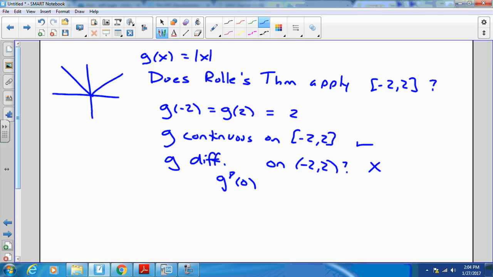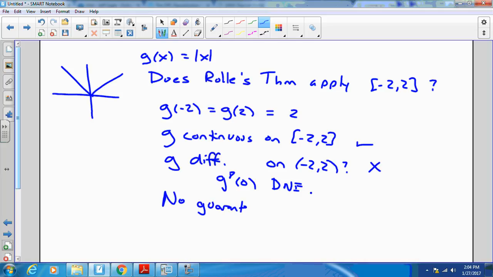It has a sharp corner right there. g prime of 0 does not exist. And all it takes is one single point of non-differentiability to wreck everything. Because g fails to be differentiable, there is no guarantee of a value of c such that g has a horizontal tangent. And in fact, for this particular function, it turns out there is not a horizontal tangent anywhere.